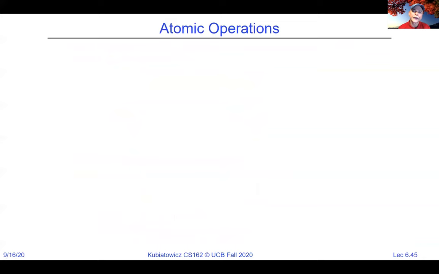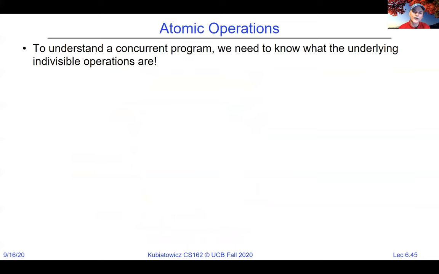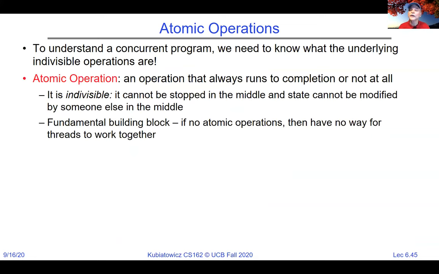But we need atomic operations. And so to understand a concurrent program, you need to know the underlying indivisible operations and what they are. An atomic operation is an operation that always runs to completion or not at all, and it's indivisible, can't be stopped in the middle, and the state can't be modified by somebody else in the middle. It's a fundamental building block. If there are no atomic operations, there's no way for threads to work together.